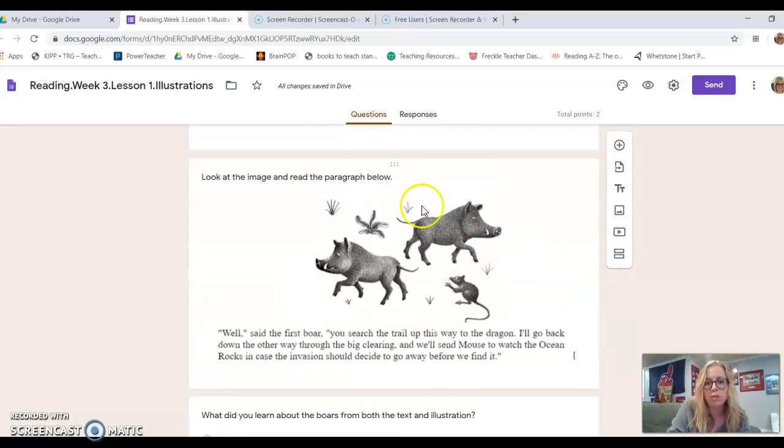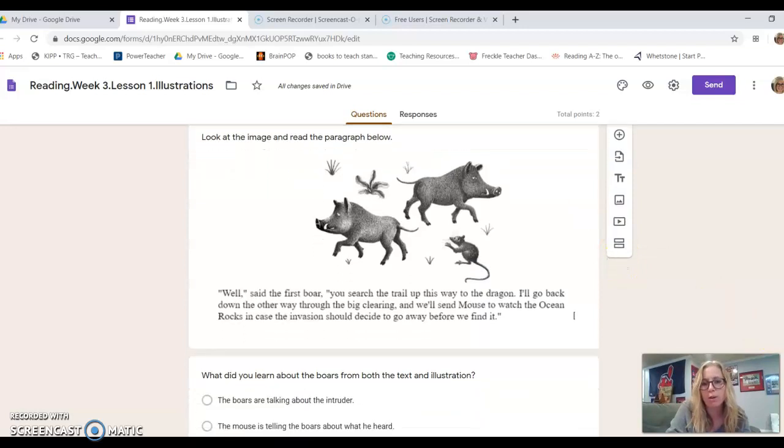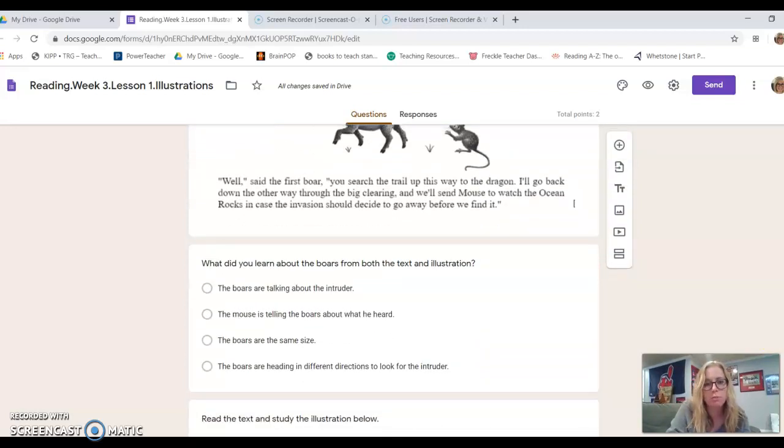So now I'm looking at the picture. I see the boars and I see the mouse. So I've looked at the text, I've looked at the illustration. Now I need to figure out what I learned about the boars from both of them. Let's go through our options.